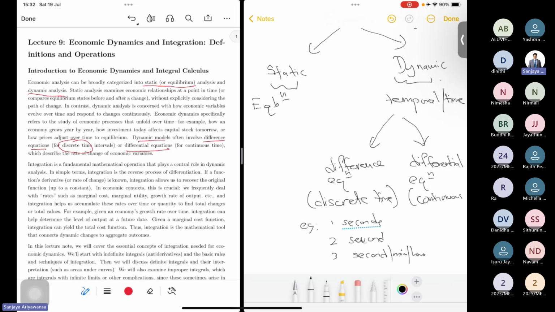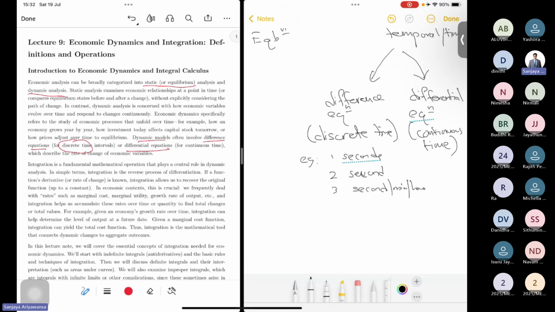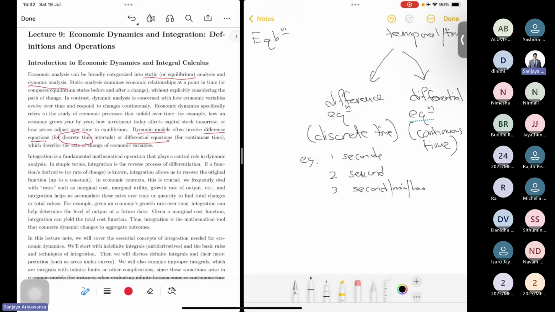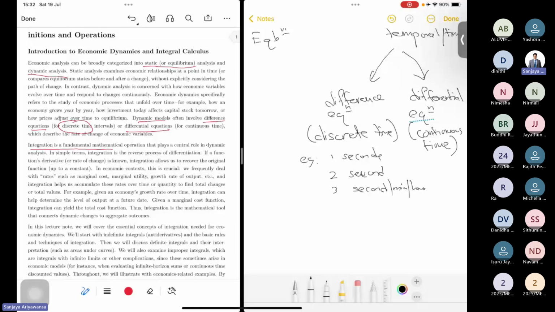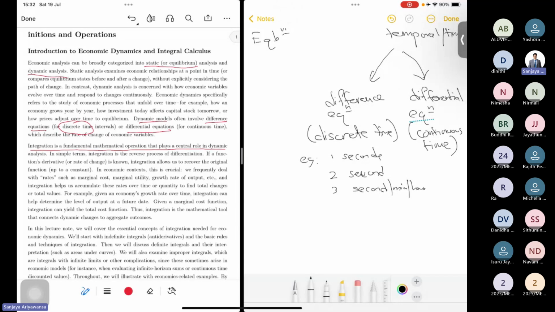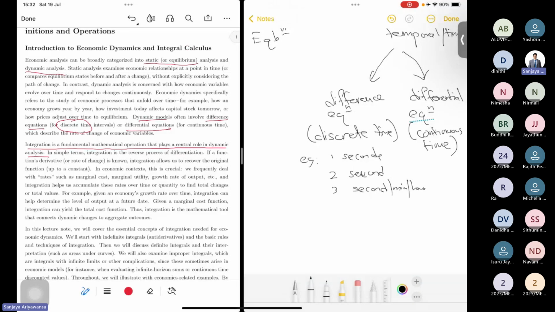That's what you saw in the video, the car movement, where we were studying the velocity and the distance of the car traveled during a given time, continuous time. So that is an example of a differential equation. And when you're solving differential equations, we use the knowledge of integration. So that's what I've said here. Integration is a fundamental mathematical operation that plays a central role in dynamic analysis.